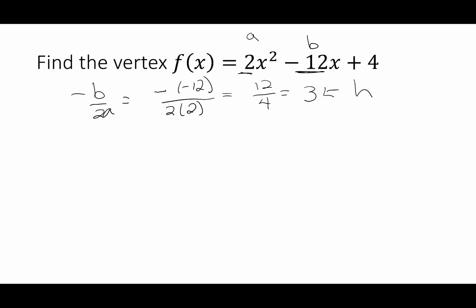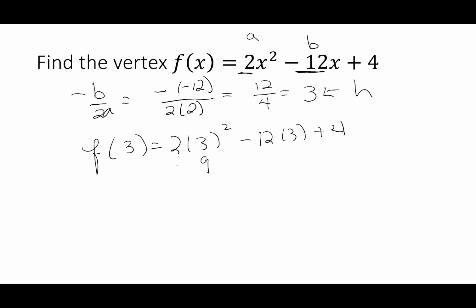This 3, this is my h. To find the k, I'm going to do f of 3. The h and the k are a point, so when I put 3 in, I will get the value of the k. So we're going to do 2 times 3 squared minus 12 times 3 plus 4.